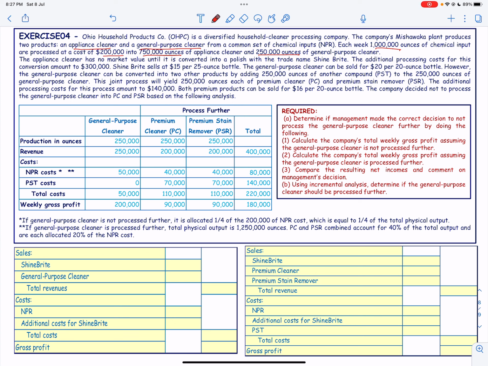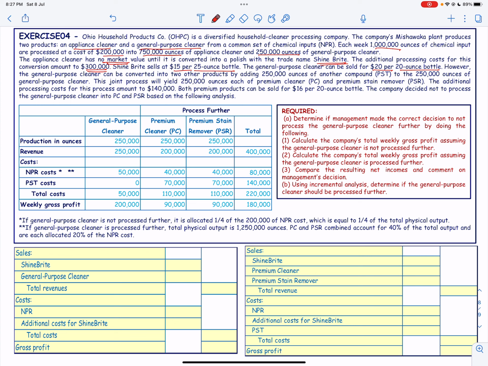The appliance cleaner has no market value until it is converted into a polish with the trade name Shine Bright. The additional processing costs for this conversion amount to 300,000. Shine Bright sells at 15 per 25 ounce bottle. The general purpose cleaner can be sold for 20 per 20 ounce bottle. Each bottle will have 20 ounce of this material.